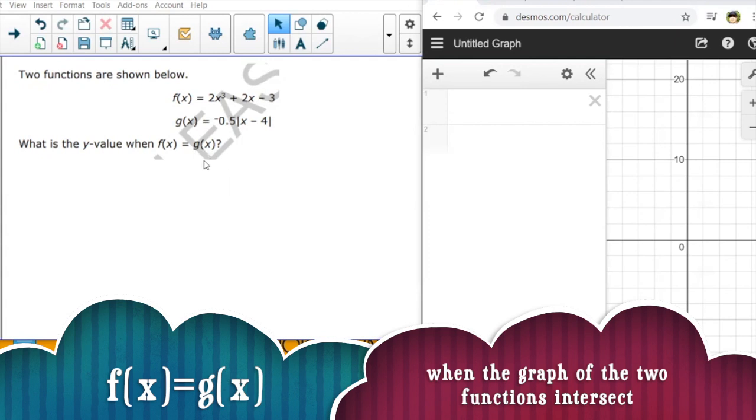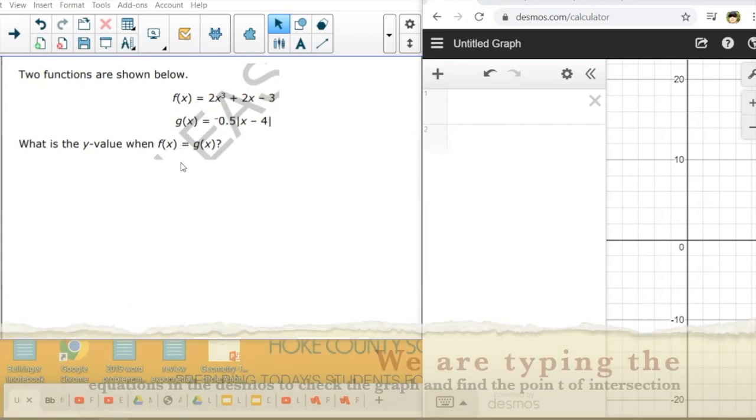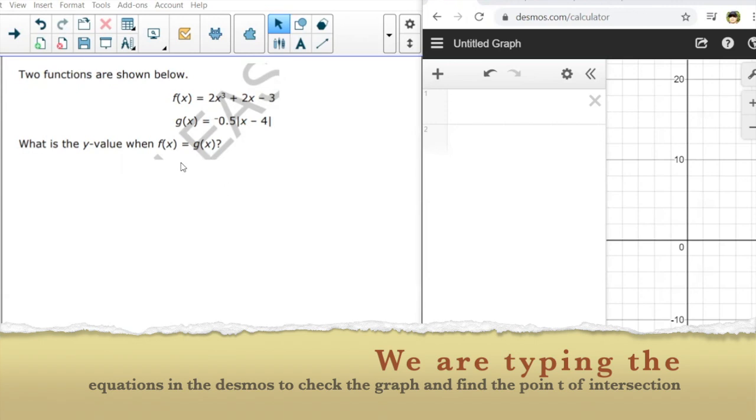And now the question is, we are asked to find what is that y value at which f of x and g of x have the same y value. What is that y value? Okay, so how do we do this question? Maybe we could just go to Desmos and type these equations in.